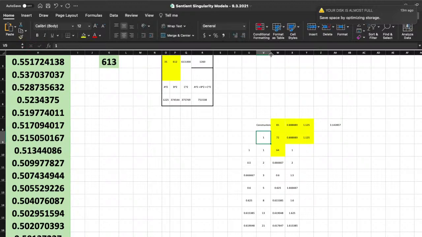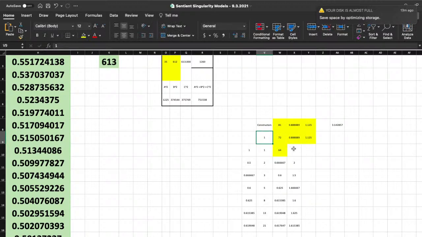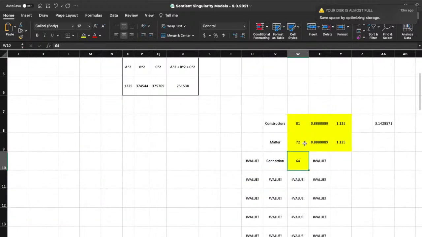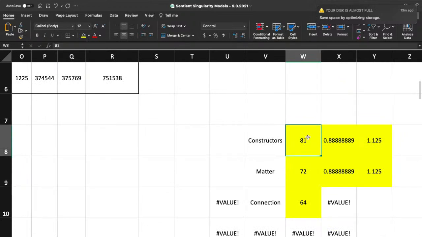If you look at constructor theory, it's kind of a constructor, but it's not really. Constructor theory doesn't get to where it thinks it gets to, because it doesn't get to consciousness, but it gets one step below it. So you have constructors, you have matter, and then you have connection, something like that. Basically, just knowing what the 64 is, what the 72 is, or 720.